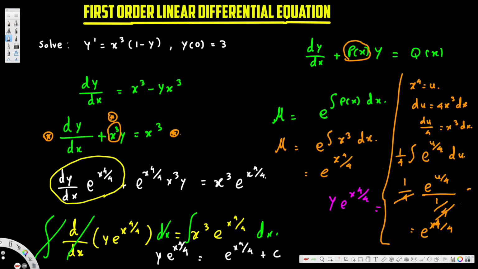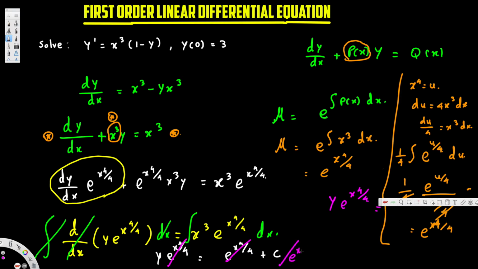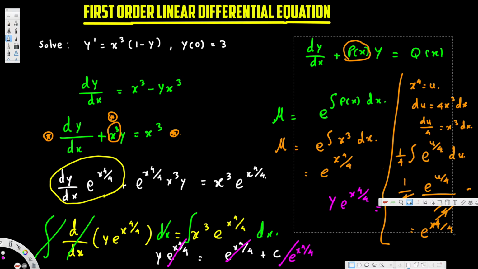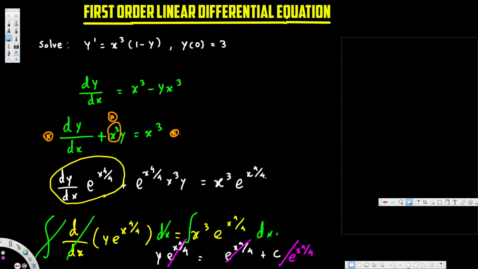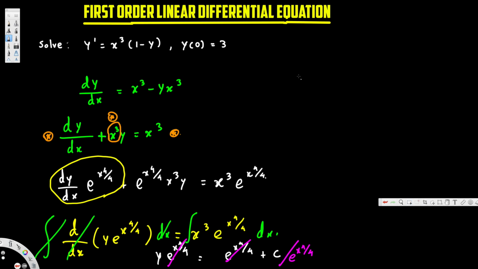If we want to write this in terms of y, we have to divide everything by e power x power 4 divided by 4. So this one will be cancelled, but the constant will be divided by e power x power 4 divided by 4. And that's going to be the general solution. So the general solution for this differential equation is y is equal to 1 plus c divided by e power x power 4 divided by 4.